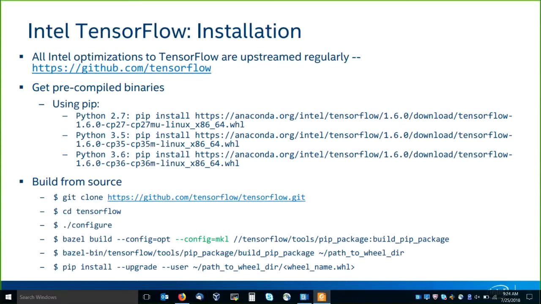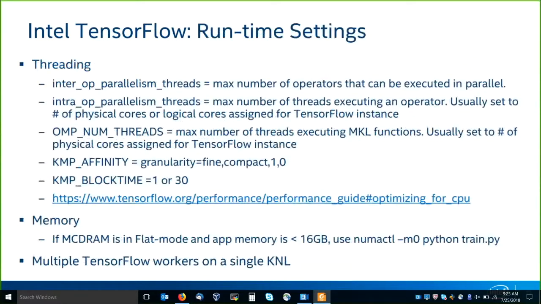If you want to try the latest version of TensorFlow with MKL, you can clone the Git repository, do a configure, and Bazel is the build tool used by TensorFlow to compile. Here you just have to specify config equal to MKL, which downloads the MKL library and configures TensorFlow to use it. You don't have to tinker with any build files. Then you get the wheel file, install it, and start up the Python runtime. I wanted to focus on the runtime settings of TensorFlow.